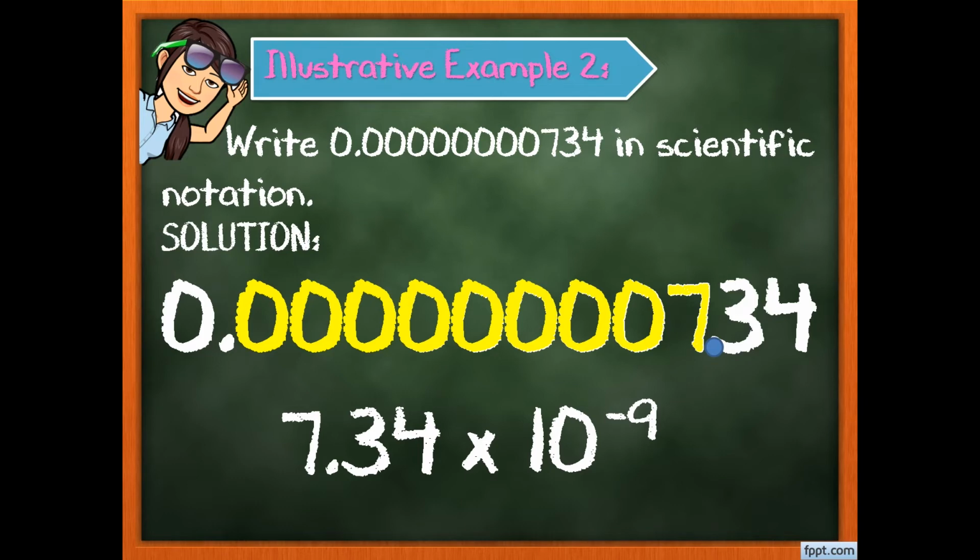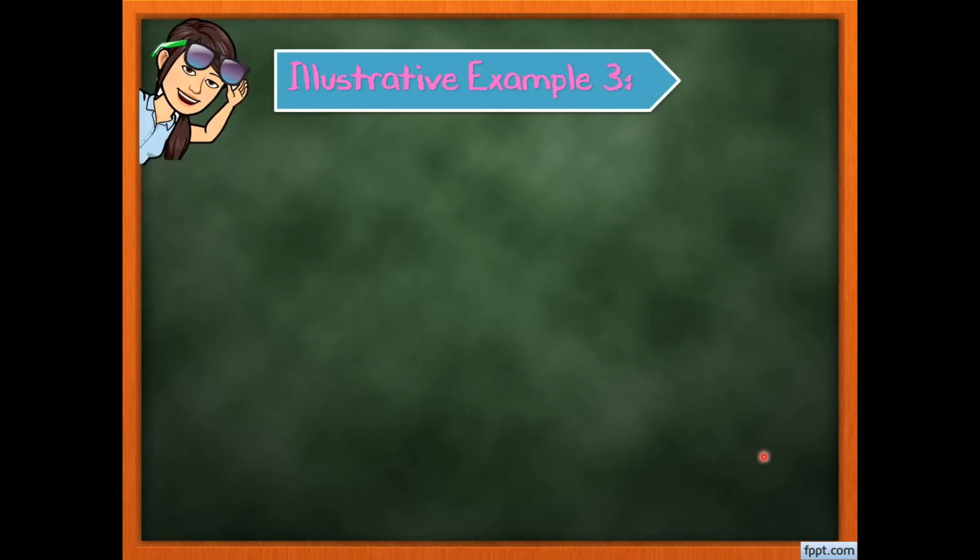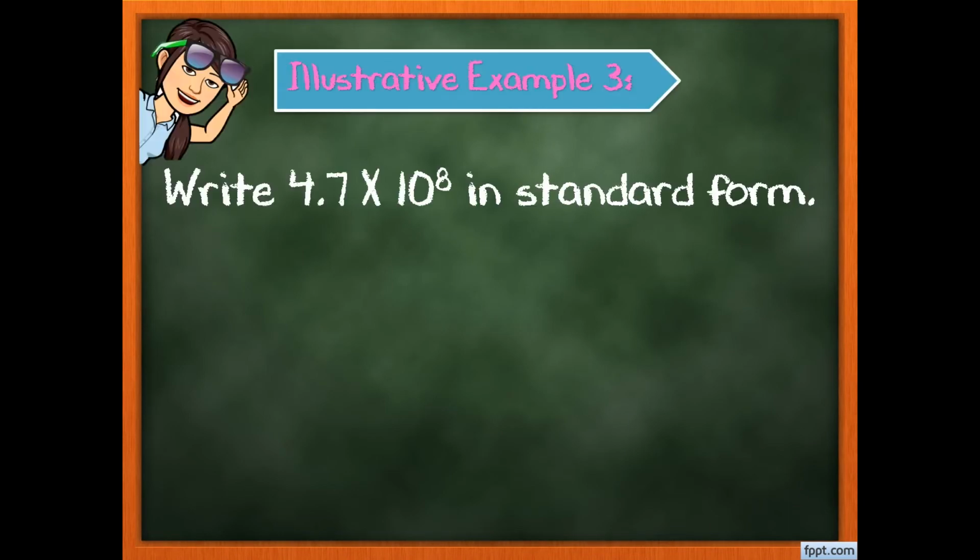How about if we are going to transform scientific notation into standard notation? So let's have illustrative example number 3. Write 4.7 times 10 to the 8th power in standard form. So kanina, ang ginawa natin, we wrote the standard form into scientific notation. So ngayon naman, ang gagawin natin, we are going to write the scientific notation in standard form. So kabaliktaran siya noong ginawa natin kanina.